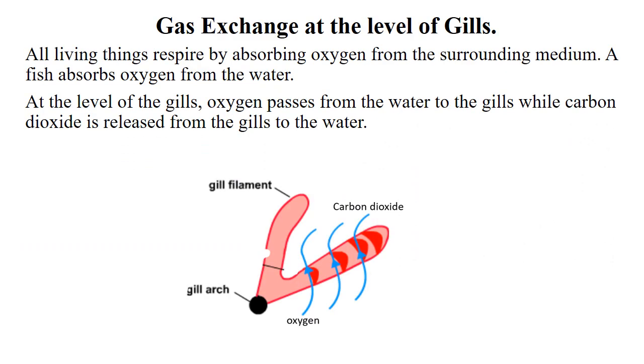All living things respire by absorbing oxygen from the surrounding medium. A fish absorbs oxygen from the water because we know that oxygen can be dissolved in water. So what happens at the level of the gills? Oxygen, which is found in the water, passes from the water to the gills, while carbon dioxide, which is the waste, must be released outside the body, so it is released from the gills to the water. Then water leaving the gills will be rich in carbon dioxide.